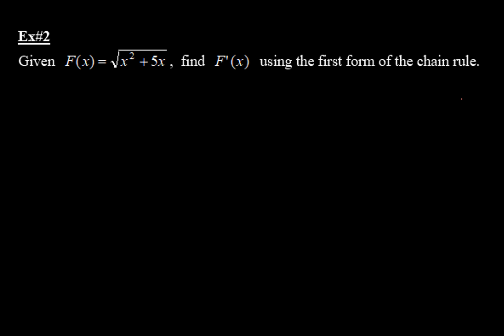So, for example, I have this function, the square root of x squared plus 5x. I need to find the derivative of f. And I'm going to use that first form of the chain rule. So that first form is where I'm looking at the inside of something, and I'm going to define that as u. So I'm going to let u be equal to the inside. I'm going to let it be equal to x squared plus 5x.